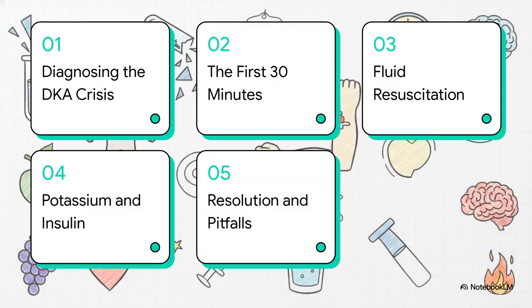Here is our roadmap for managing this critical timeline. We'll kick things off with diagnosing the DKA crisis, then move to the first 30 minutes, into Phase 1, fluid resuscitation, Phase 2, potassium and insulin, and we'll wrap up with resolution and common pitfalls.